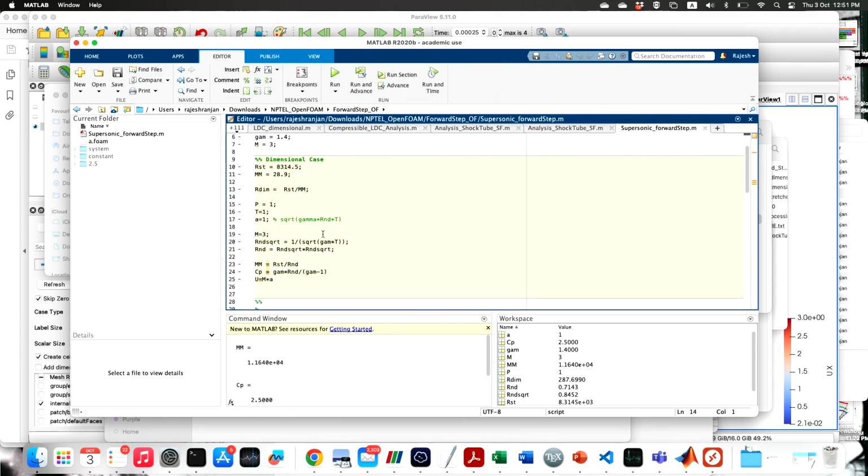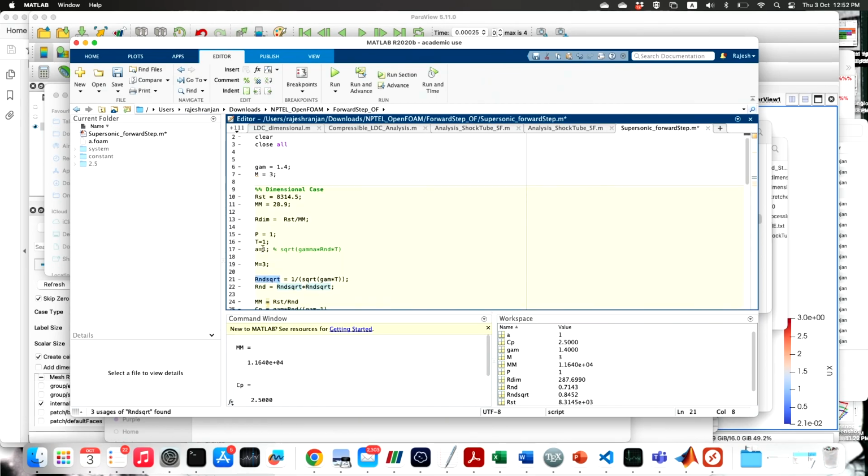So, what I am rather doing is taking a pressure equal to 1, temperature equal to 1, and speed of sound equal to 1 and Mach equal to 3, right. So, you have this Mach equal to 3. So, you can find out what is the value of R, right. The temperature is given, and the gamma is given, gamma cannot change. So, gamma is 1.4.